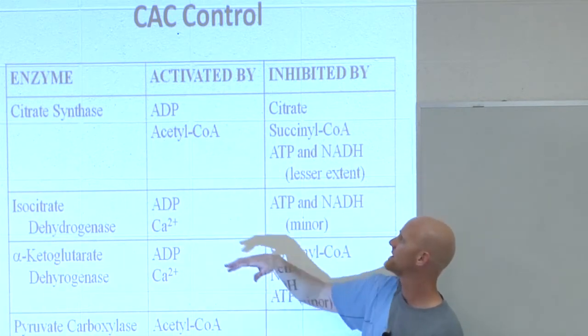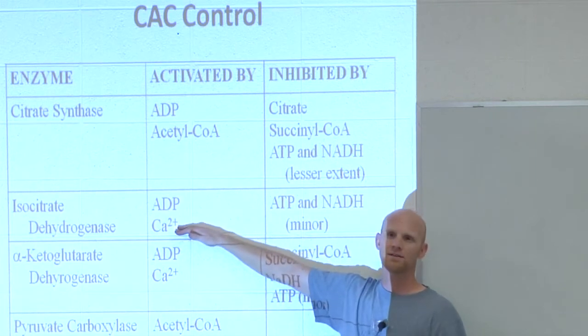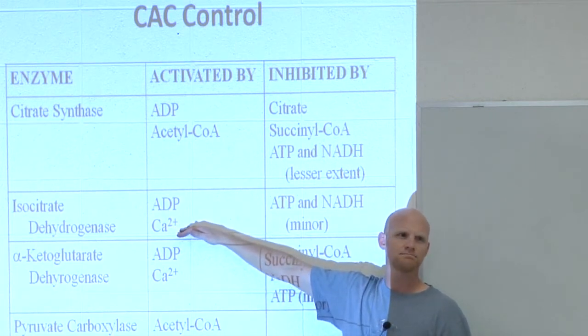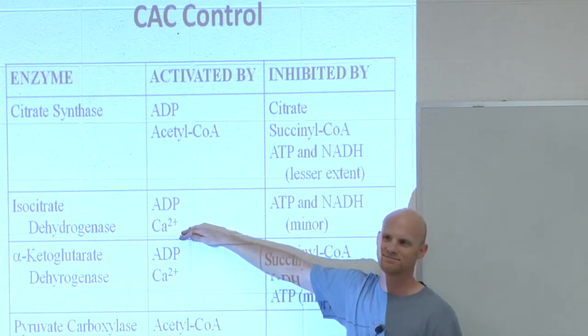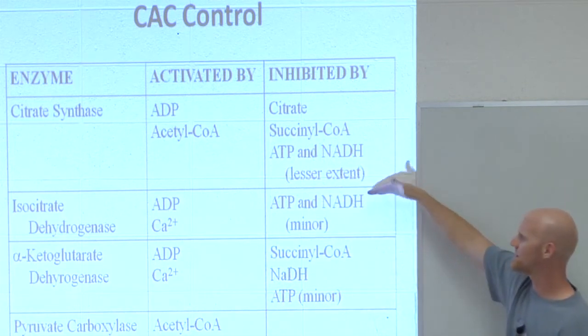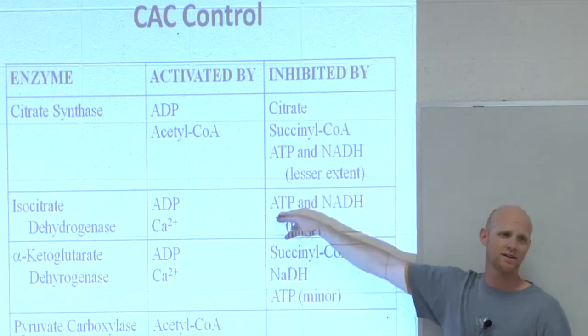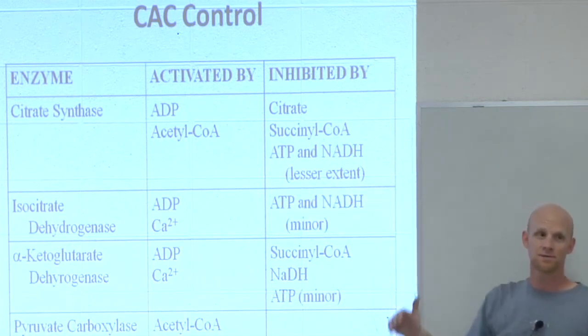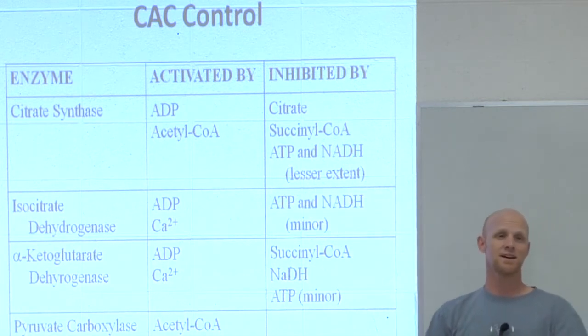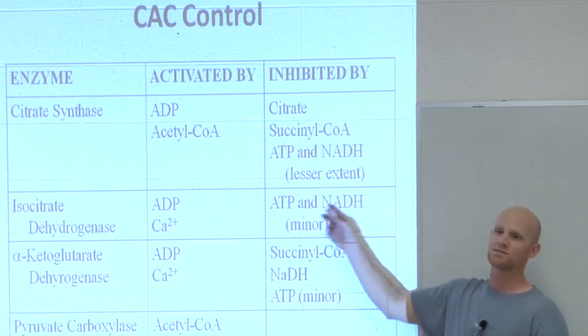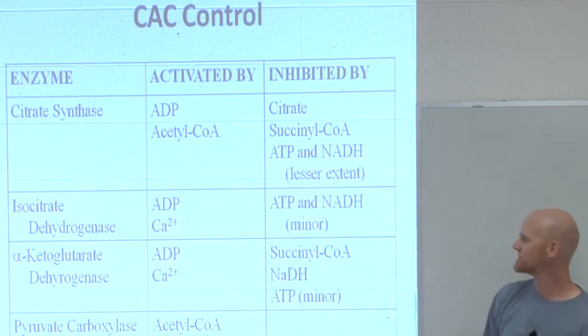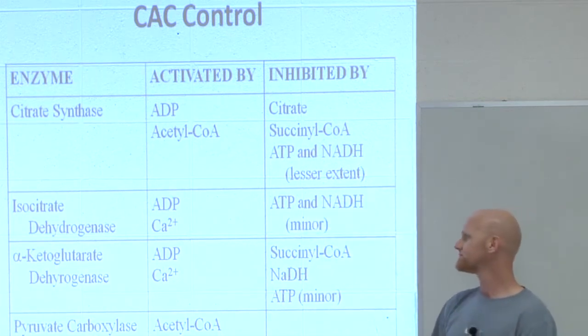So in this case, it's also activated by calcium. Memorize it. So inhibited again in a minor way by ATP and NADH. Again, both evidence that you've got a high energy state in the cell. So again, it makes sense. We don't need to do a lot of citric acid cycle if I already have lots of energy, or at least high energy compounds in the cell.